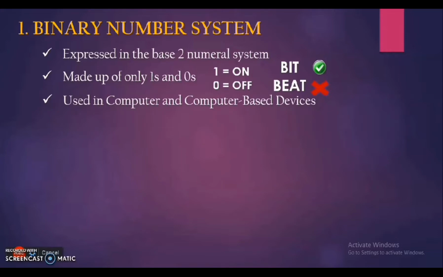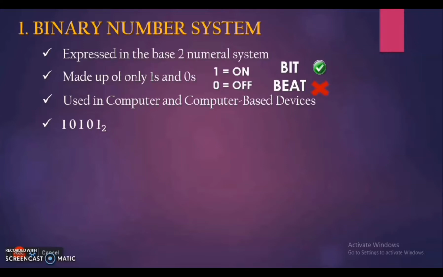An example of a binary number system is 1, 0, 1, 0, 1, base 2. Guys, please don't forget to write the base 2 at the end of the 10101 because base 2 is expressed as the binary number system.